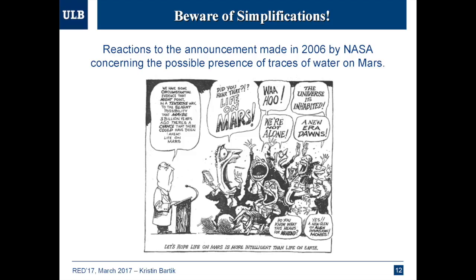So this is the cartoon that I'm going to be showing to show you this simplification and the way journalists usually take it. Over here you have the spokesman from NASA. You probably can't read, it's a bit too far away. We have some circumstantial evidence that might point to a tentative way, to the slight possibility that maybe 3 billion years ago there was a chance that there could have been life on Mars. And here you have the journalist. Did you hear that? Life on Mars, the universe is inhabited, a new era dawns, with the caption below, let's hope life on Mars is more intelligent than life on Earth. So this is just the way scientists could be just having data, but the way the press takes it over, it's much more interesting to represent it this way rather than to present it in a critical manner.